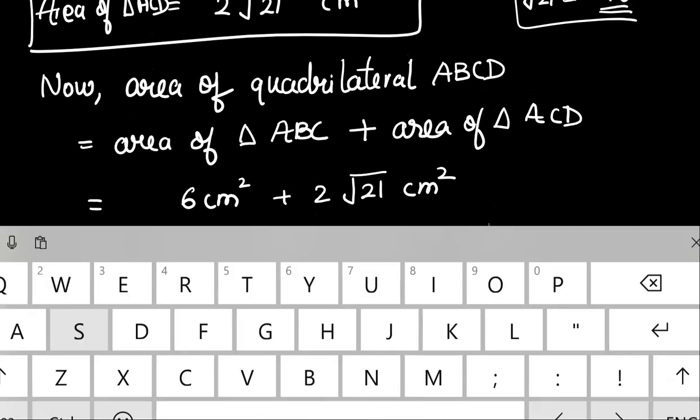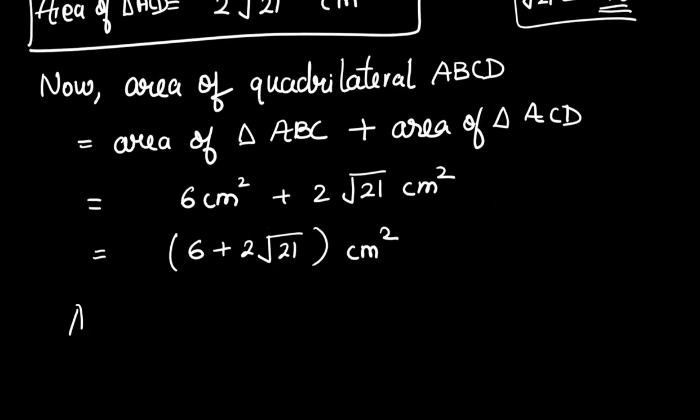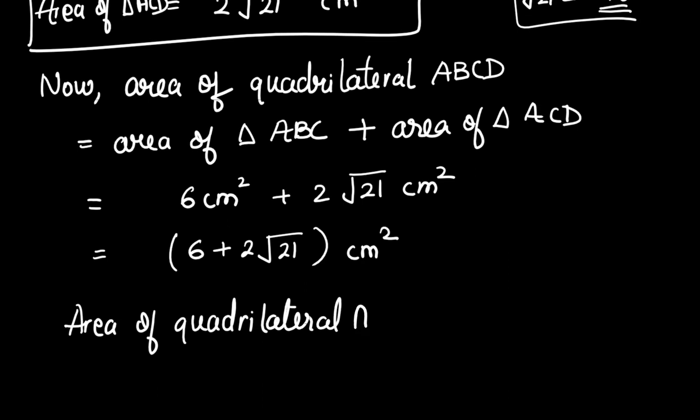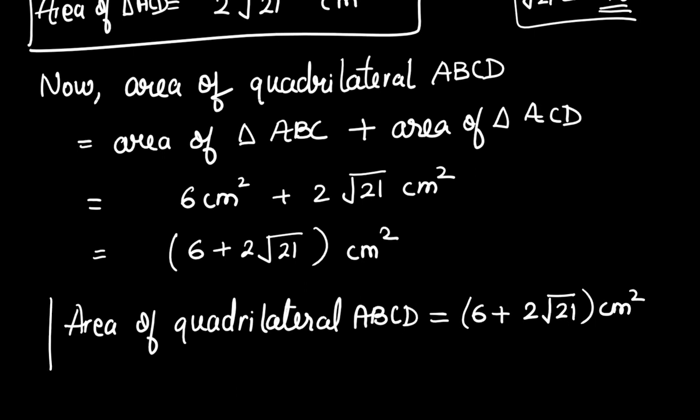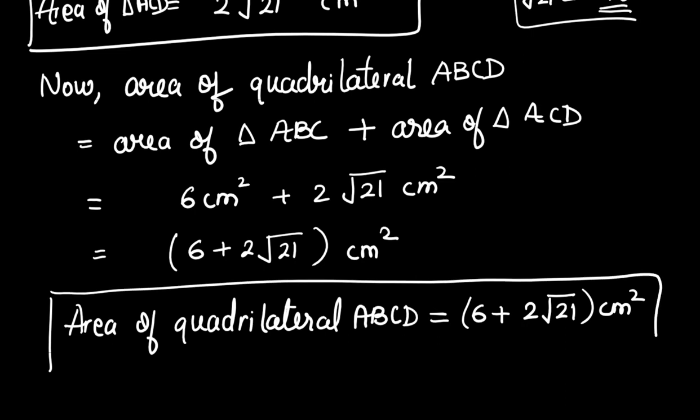So you can write down: area of quadrilateral ABCD equals 6 plus 2 root 21 centimeter square. So this is your final statement, and this is your answer.